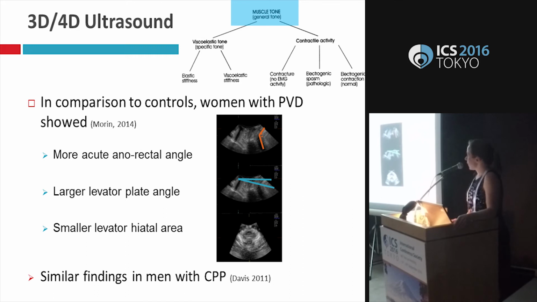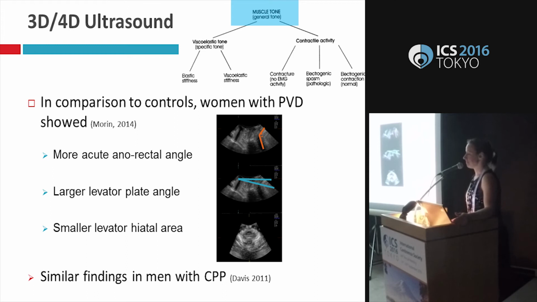So there are also studies available with ultrasound comparing women with provoked vestibulodynia to asymptomatic controls. This is a study that we published in 2014 showing that women with pain had a more acute anorectal angle, a larger levator plate angle, and a smaller hiatus at rest. And similar findings were also found in men with chronic pelvic pain.